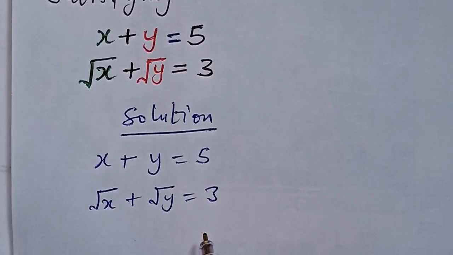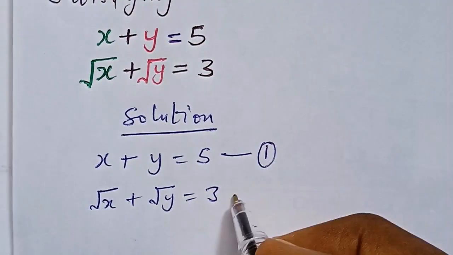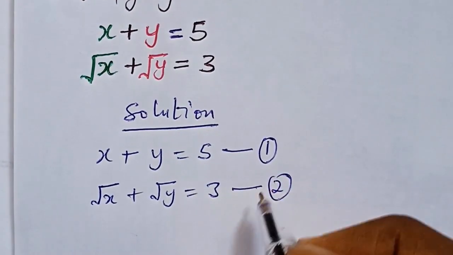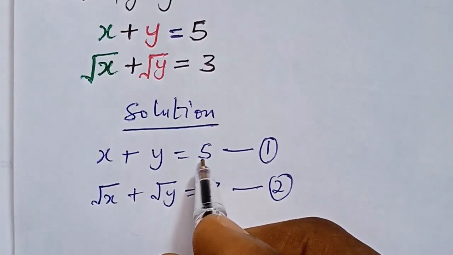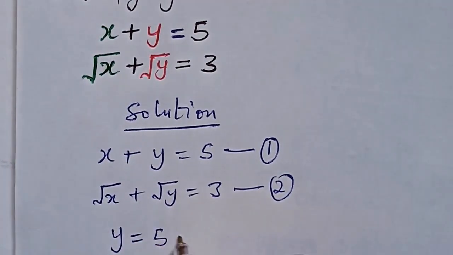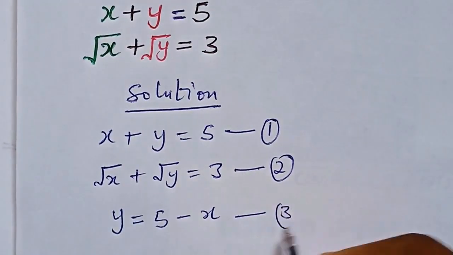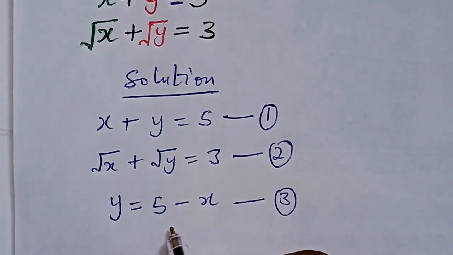Let's take this as equation 1, and then let's have this to be equation 2. We express y in terms of x using equation 1. So y will be equal to 5 minus x. We assume that to be equation 3. So we now substitute the y into equation 2.